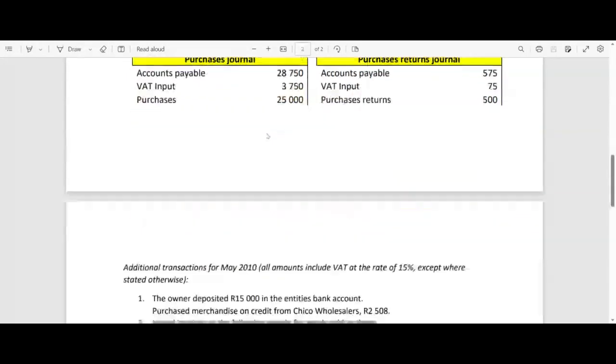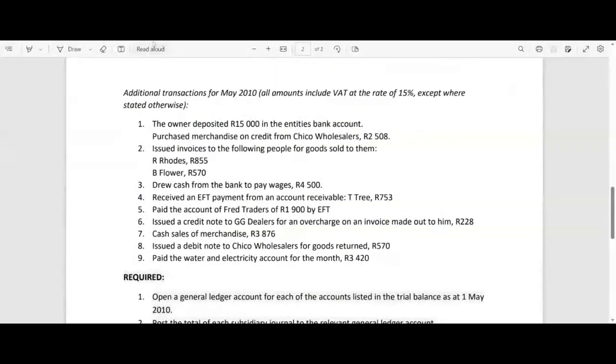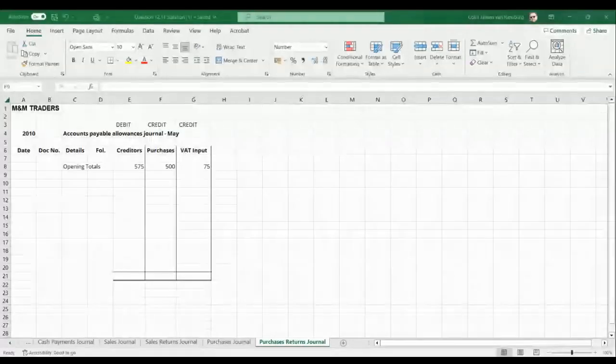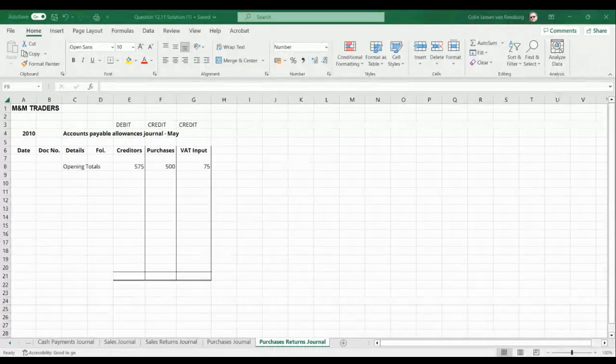So now, hopefully you still have this question open on your side. I'm going to stop sharing this and we are going to go back to our Excel spreadsheet. So let's just find it. Okay, so let's start with the first one. There we go. Our first transaction was the one where the owner deposited 15,000 rands into the entity's bank account, right? So now let's go and record that.